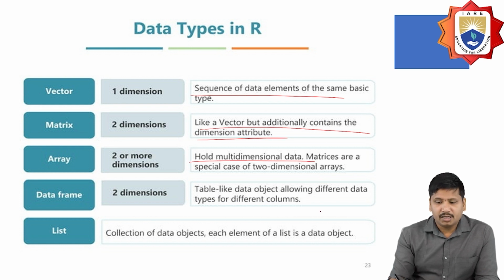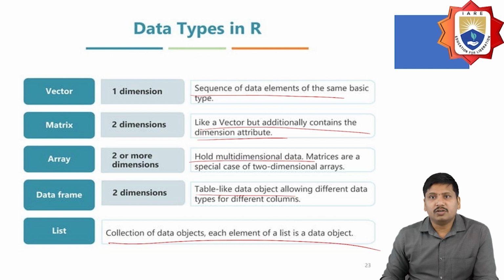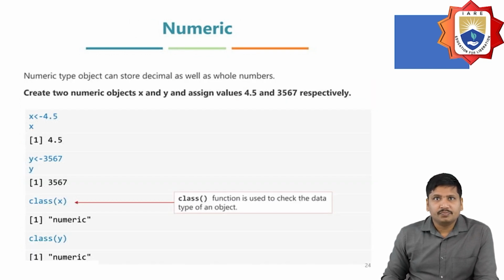And a data frame is like a table, a data object which allows different data types in different columns. And a list is nothing but a collection of data objects, and each element in the list should be a data object.